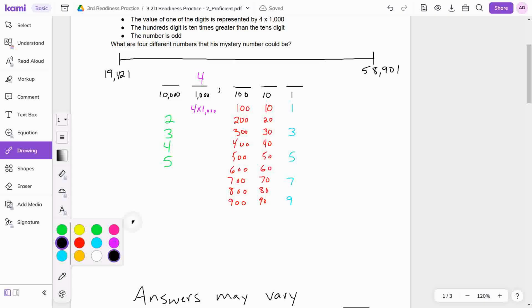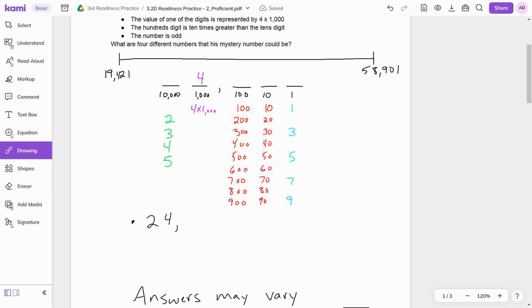I'm going to show you a few answers. Remember, answers will vary, so let me show you 4 different answers. All right, so let's start with a 2. So 24,000, because remember the thousands place needs to be 4. I need to select 2 of the same digit for the tens and the hundreds, so I might say 22.